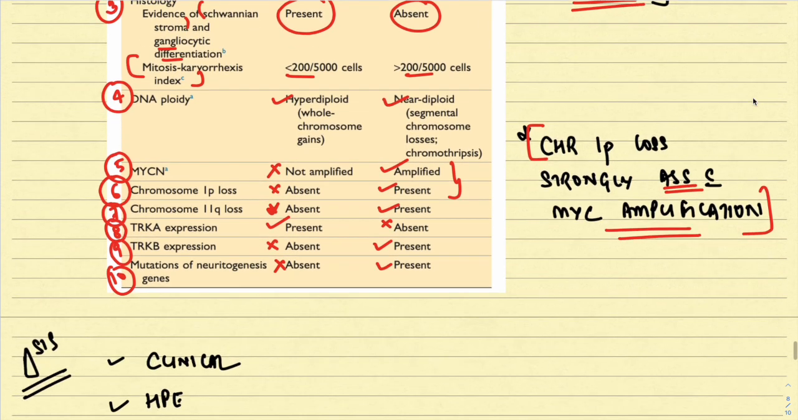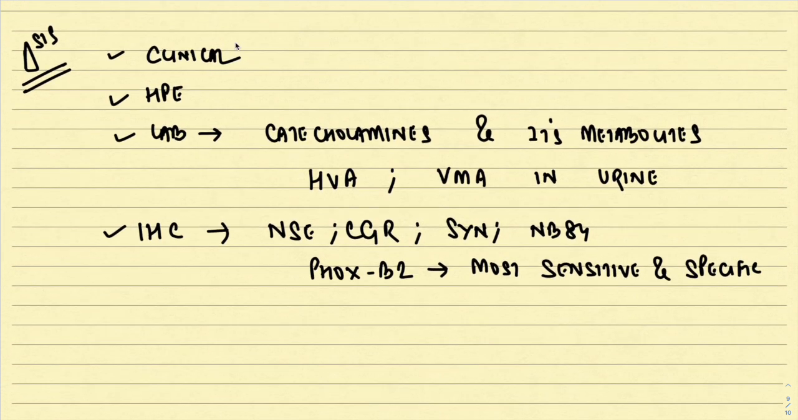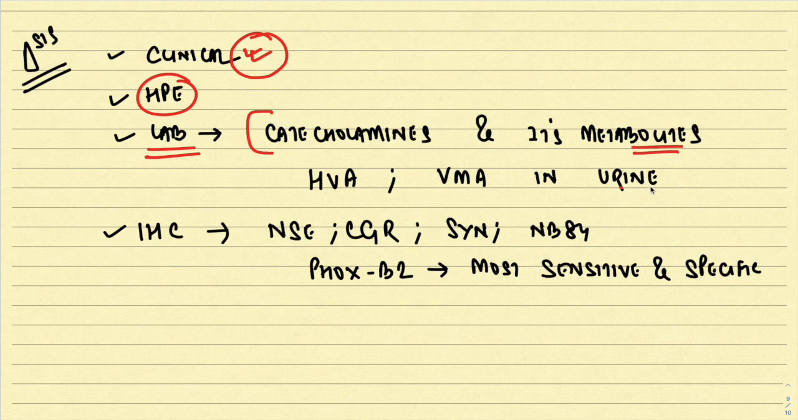Again they are unfavorable. Now if you look at the diagnosis of neuroblastoma, it is very easy. Clinically you can make the diagnosis according to the clinical features. You can go for the histopathological examination, the biopsy of the patient, or you can go for the lab diagnosis. Under the lab diagnosis, you can detect the presence of catecholamines as well as their metabolites in urine, mainly homovanillic acid and vanillylmandelic acid.